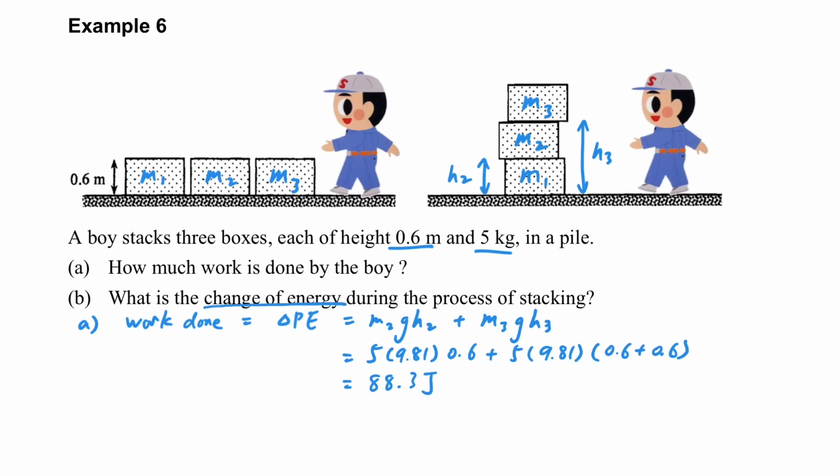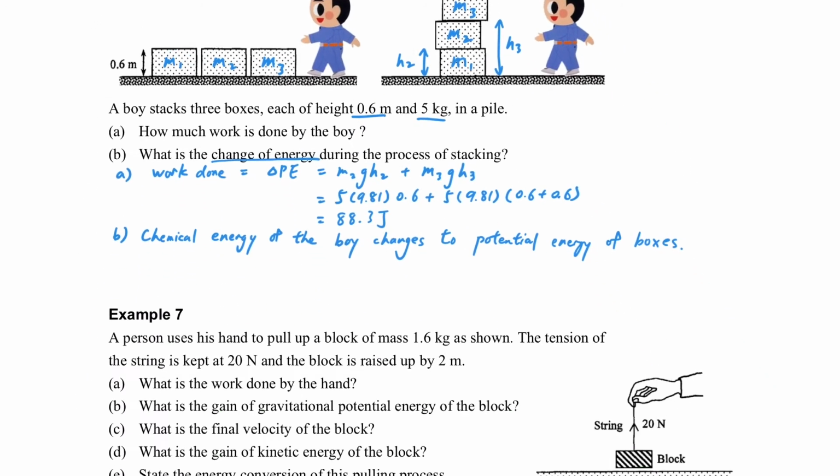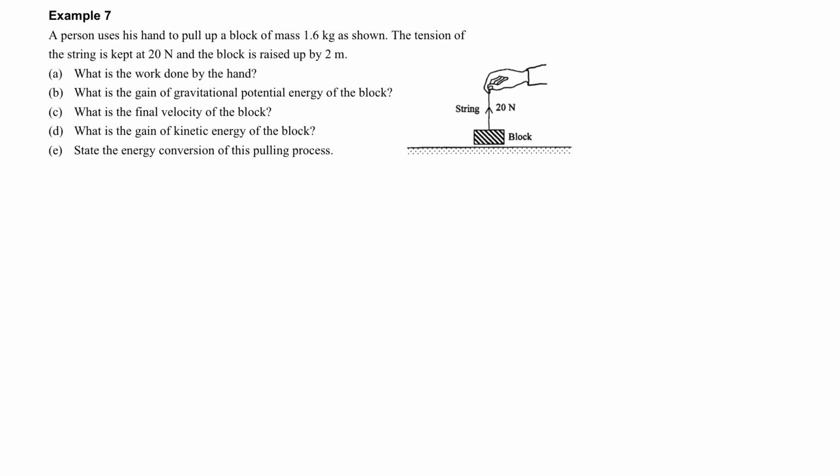Then what is the change of energy? When we talk about the change of energy here, it's actually the energy conversion. So the chemical energy of the boy changed to the potential energy of the boxes. When we see the change of energy, you should be aware it is just talking about the energy conversion.